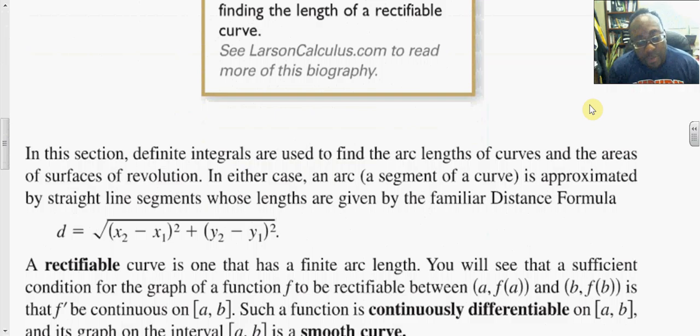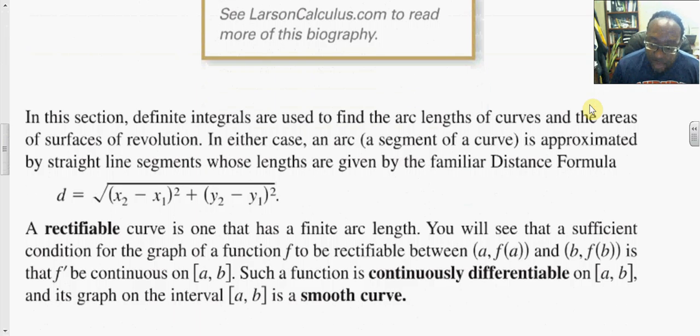The definition for a smooth curve is that all the points along the curve on the closed interval from a to b are said to be not only continuous, but the derivatives exist at each point. And so we say that the function is continuously differentiable on that particular closed interval. Thus, we have the idea of a smooth curve. We say that the curve is rectifiable in that the curve has a finite arc length.